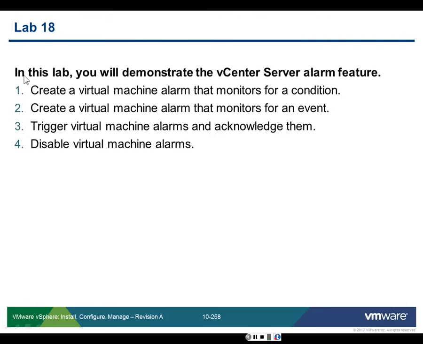In this lab, you will, 1, create a virtual machine alarm that monitors for a condition, such as CPU utilization greater than 95%. Then, create a virtual machine alarm that monitors for an event, such as bringing up a virtual machine. And then do something to trigger the virtual machine alarms, and then acknowledge the alarm by right-clicking and selecting Acknowledge. And then lastly, disable the virtual machine alarms.